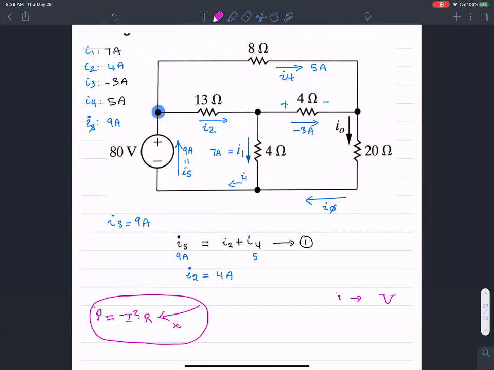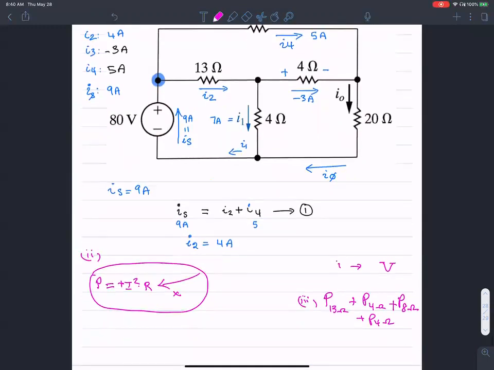So that's the next step of the problem, which I leave as an exercise for you. The second step is that you do power estimation, the power drop in each of these resistances, power consumed. Then there's a third part to it. What you want to do is add up the power in each of these resistances: the power in the 13 ohm resistance, the power dropped in the 4 ohm resistance, another 4 ohm resistance, and add to that the power dropped in the 8 ohm resistance. Then you compare that to the power delivered by the source, which is V source times I source.